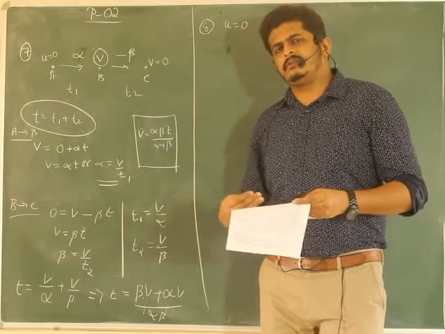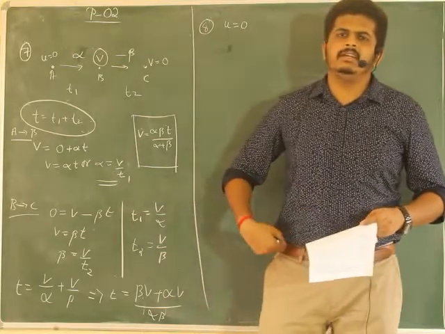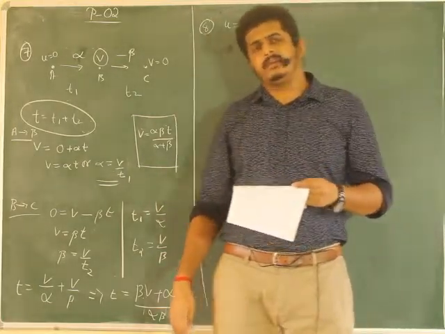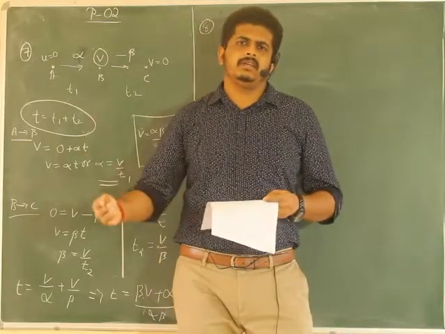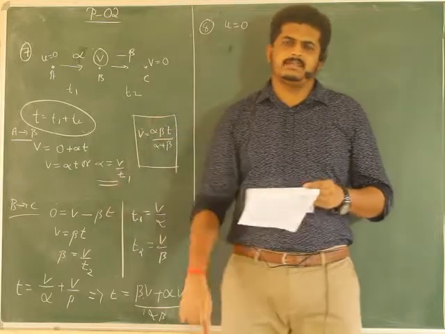Initially, acceleration takes place for how much time? That is 100 seconds. What about deceleration? Deceleration takes place for the next 200 seconds. What's the total time taken then? 100 plus 200, that is a total of 300 seconds. The total time of movement of the train.